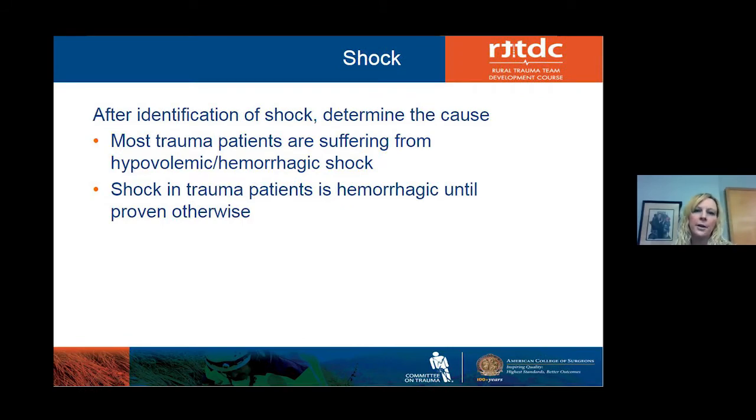So after you identify shock, you want to determine the cause. Most trauma patients are suffering from hypovolemic or hemorrhagic shock. Not all, and we'll talk about some of the other causes of shock later on in the lecture, but you always have to think that shock is hemorrhagic until you can prove otherwise. So treat these patients as if they're actively bleeding.